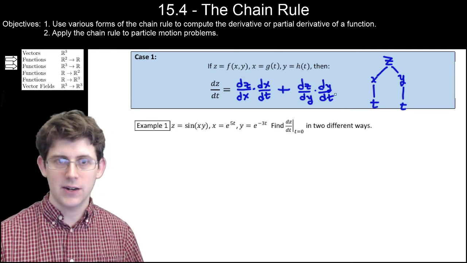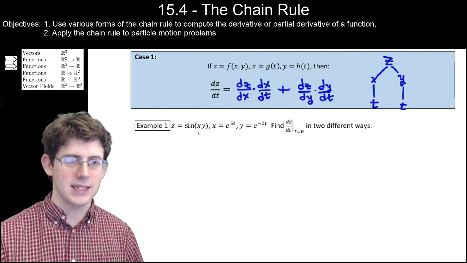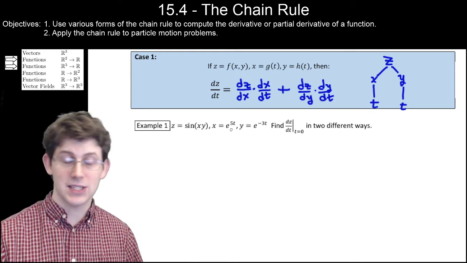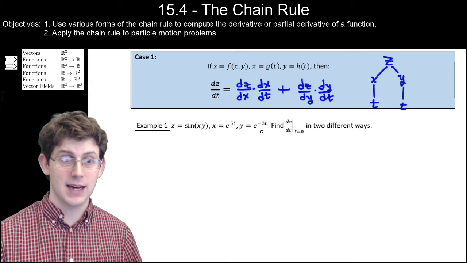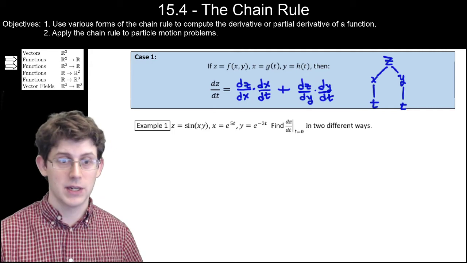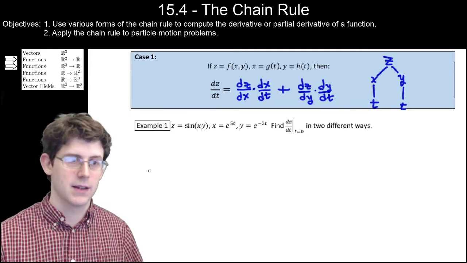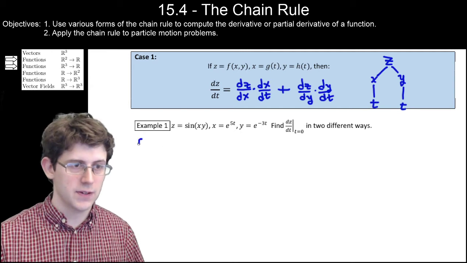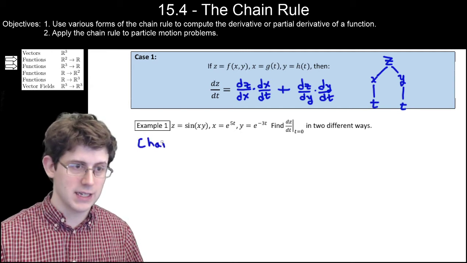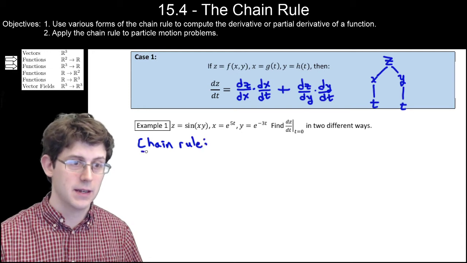So this looks kind of crazy, but let's do an example. This first example says that z is sine of xy, but x is changing with time and y is changing with time. If x and y are both changing, then z will also be changing. And the question we can ask is, okay, what's dz dt? Let's use the chain rule first, because we want to see one example of it at least. But then there's another way to do this particular problem.